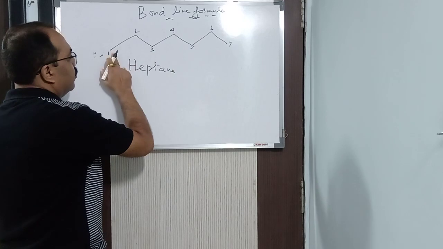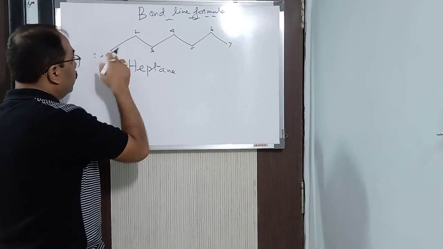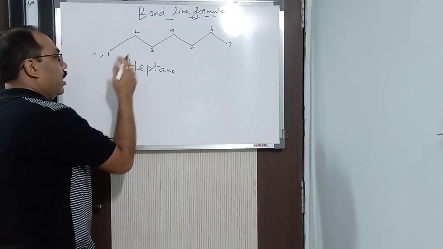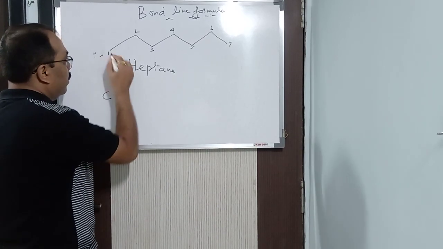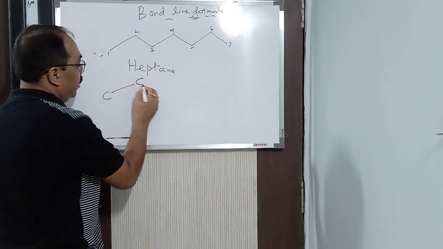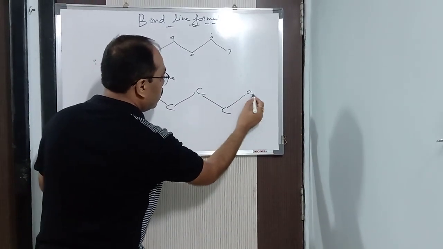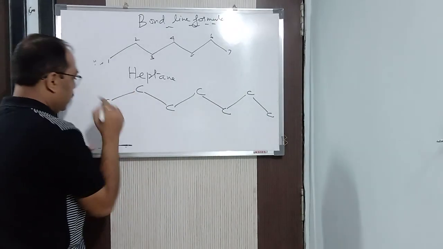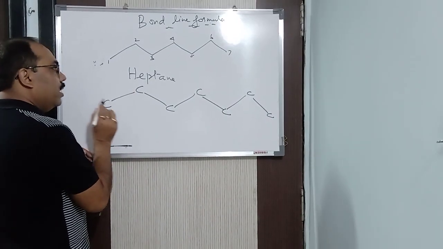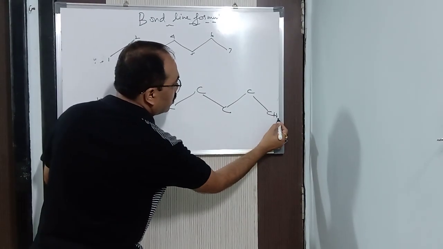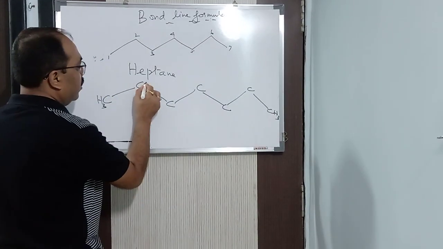So in bond line, what we do is that the terminal one is the CH3 group. Now if you simplify this, you will say, sir, I am not following, what are you writing? Okay, let me simplify it. I am putting a carbon atom for each vertex: 1, 2, 3, 4, 5, 6 and 7. The terminal carbon is a CH3, so this is your CH3 and this is your CH3.